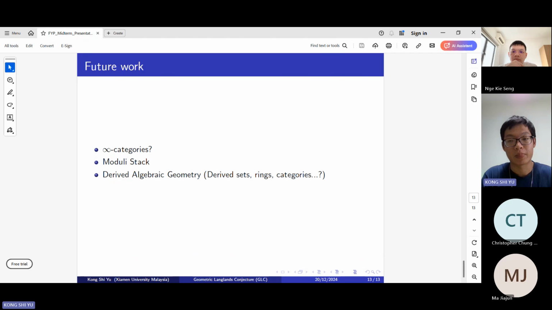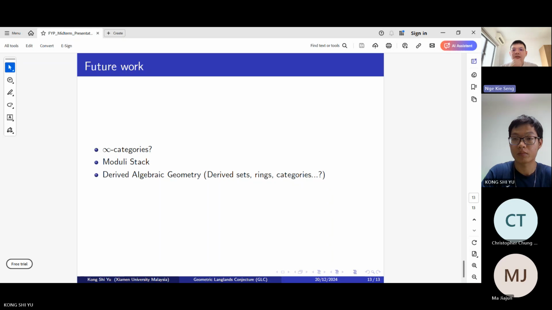And actually GLC cares not about the usual algebraic geometry, but about derived algebraic geometry. Derived algebraic geometry cares about derived sets, rings, categories, and even more. So these are my future work. That's all for me. Thank you.